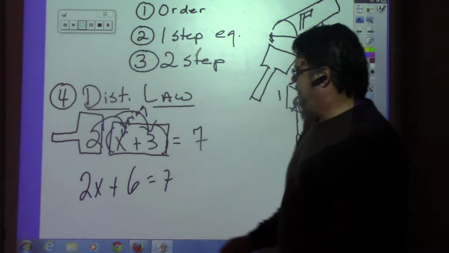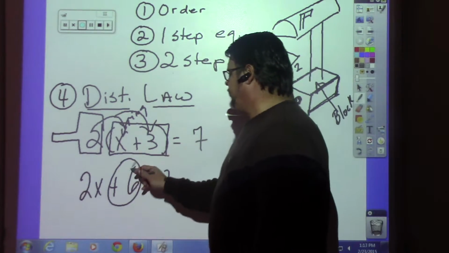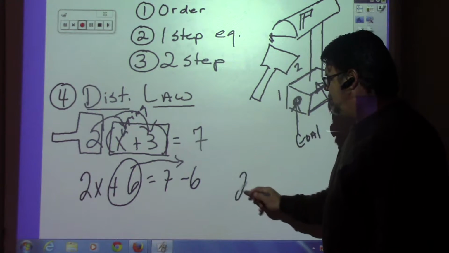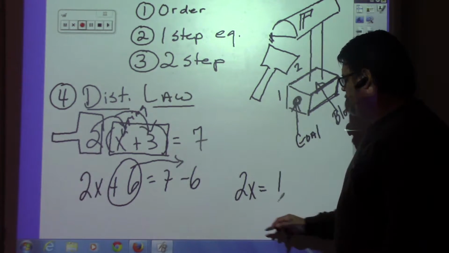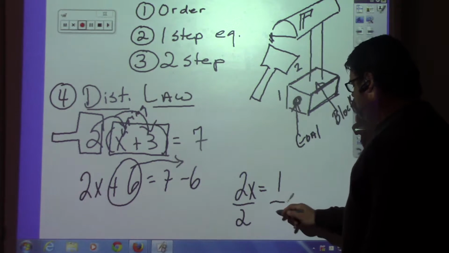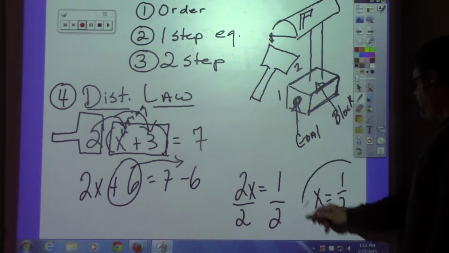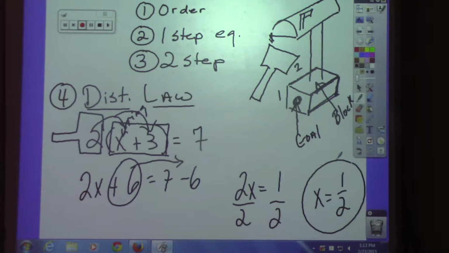So how do you get rid of a positive 6? Take it across the river, and it becomes a minus 6. 2x is equal to what? 1. X is equal to 1/2. Now on a scale from 1 to 10, that's about a 1. It's real simple.